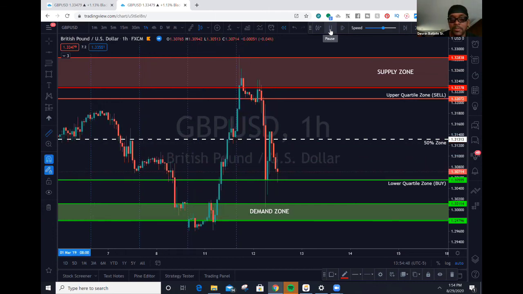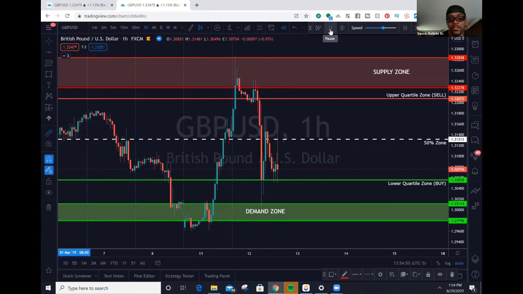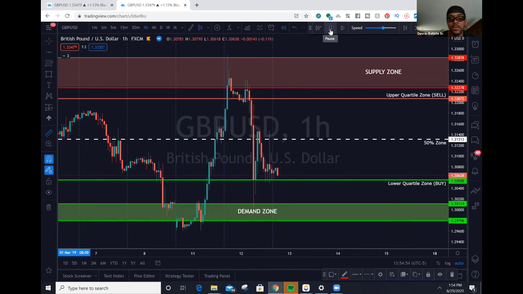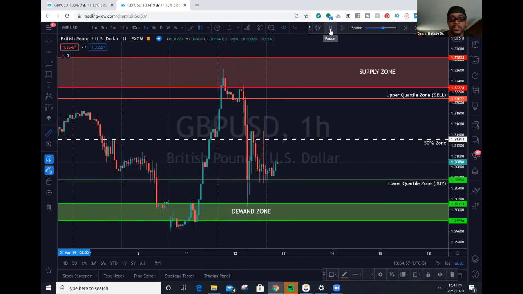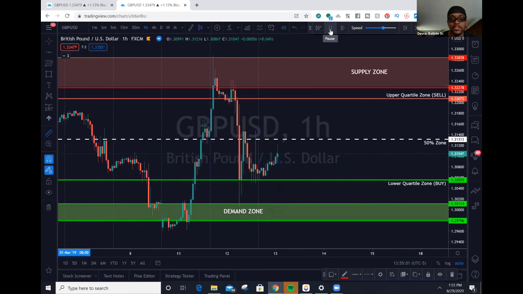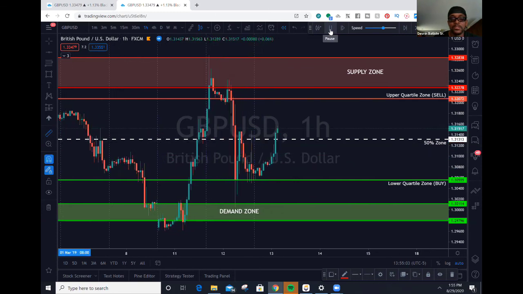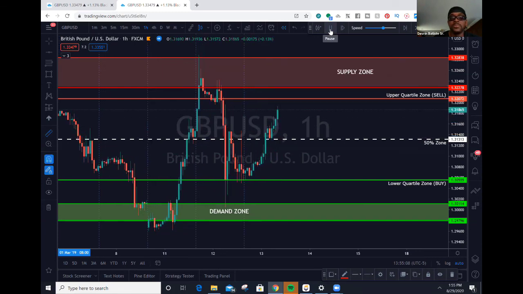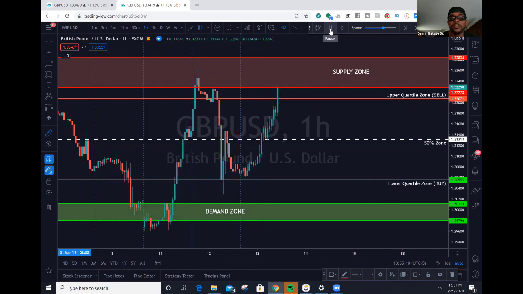Let's see what's happening. Okay, look, a double touch. Let's see what happened. Let's see if it goes back up now. Looks like some consolidation. And see, a lot of times when you find these zones like this, look, another one. Okay, lower quartile zone buy. You could have bought again here. Boom. See, from the lower quartile zone.